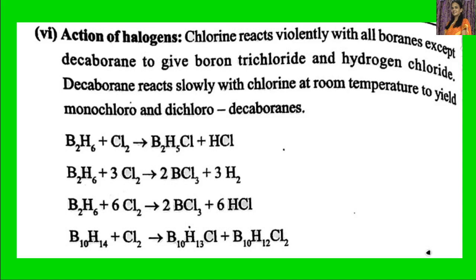If we consider decaborane, it forms mono and dichlorodecaboranes. You can see here monochlorodecaborane and dichlorodecaborane. So decaborane combines with chlorine to form mono and dichlorodecaboranes, whereas diborane gave BCl3 and HCl.